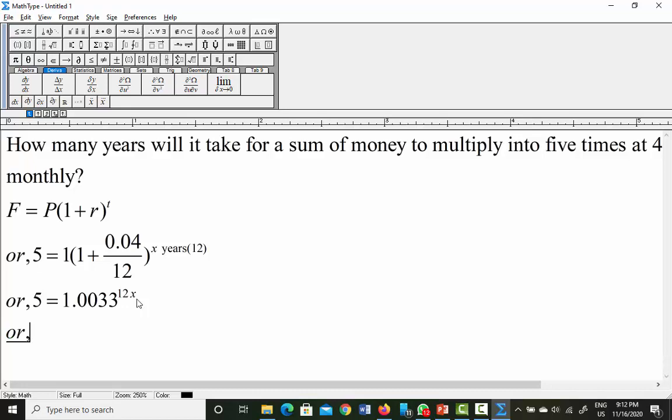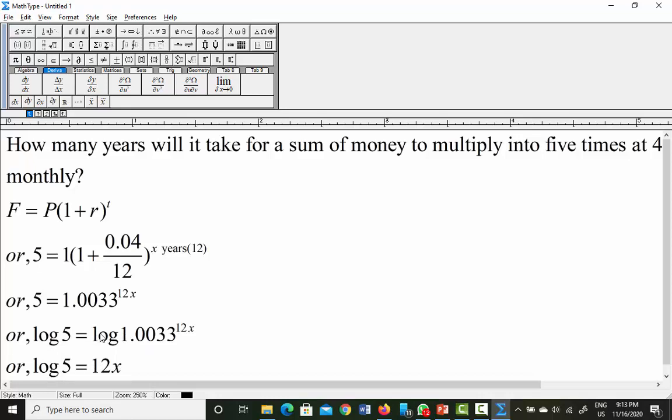Right? Now as you know already, if the variable is in the power, and if you want to find out the value of the variable, you need to take log on both sides. So let us take log on both sides. According to the theory of logarithm, if there is a power in front of log, that power 12x should move out from the power and go in front of the log.